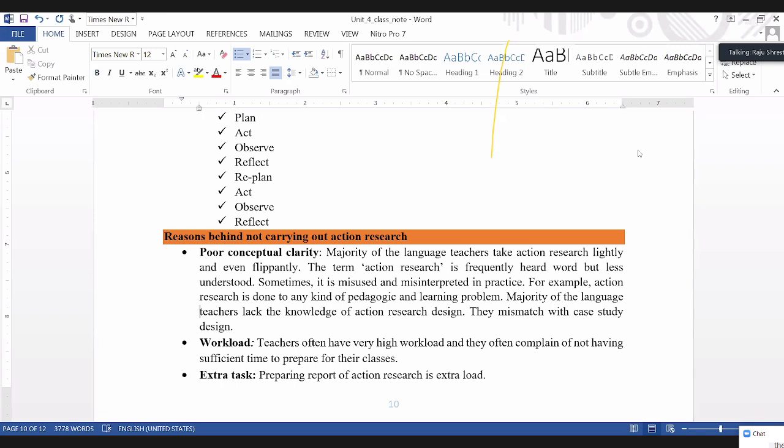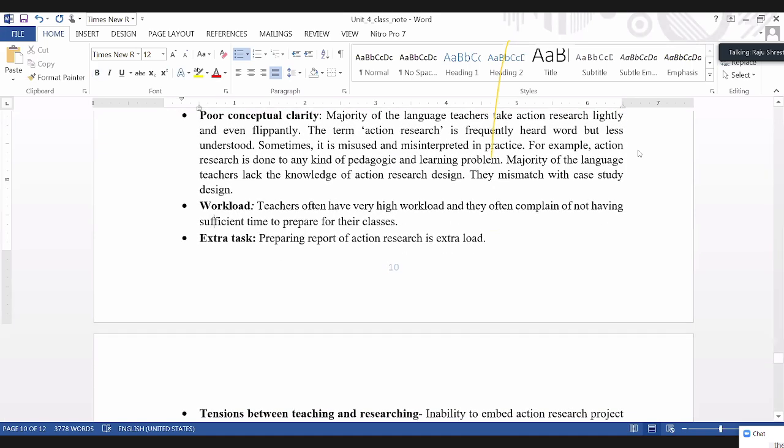One thing. Another thing: they feel that carrying out action research is a workload. It is extra tax, a workload; we have to teach 6 periods, 7 periods. Then how can we conduct action research? How can we reflect? How can we think about new activities? So this is extra additional load. Teachers might have this kind of feeling. Like preparing a report of action research of course takes time.